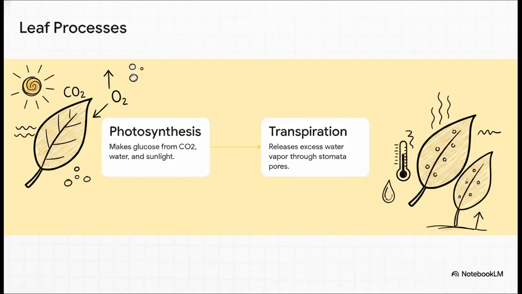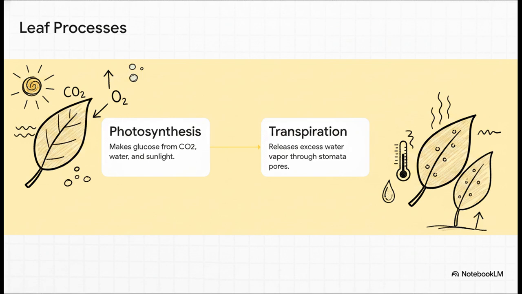Okay, so what is actually happening inside these perfectly engineered factories? It comes down to two massive processes. First, photosynthesis. The leaves take in carbon dioxide from the air, pull water from the soil, and using the energy of sunlight trapped by chlorophyll, they manufacture glucose, basic plant food. And a pretty wonderful byproduct of this process is the oxygen they release into the atmosphere, which keeps us all alive. The second process is transpiration.